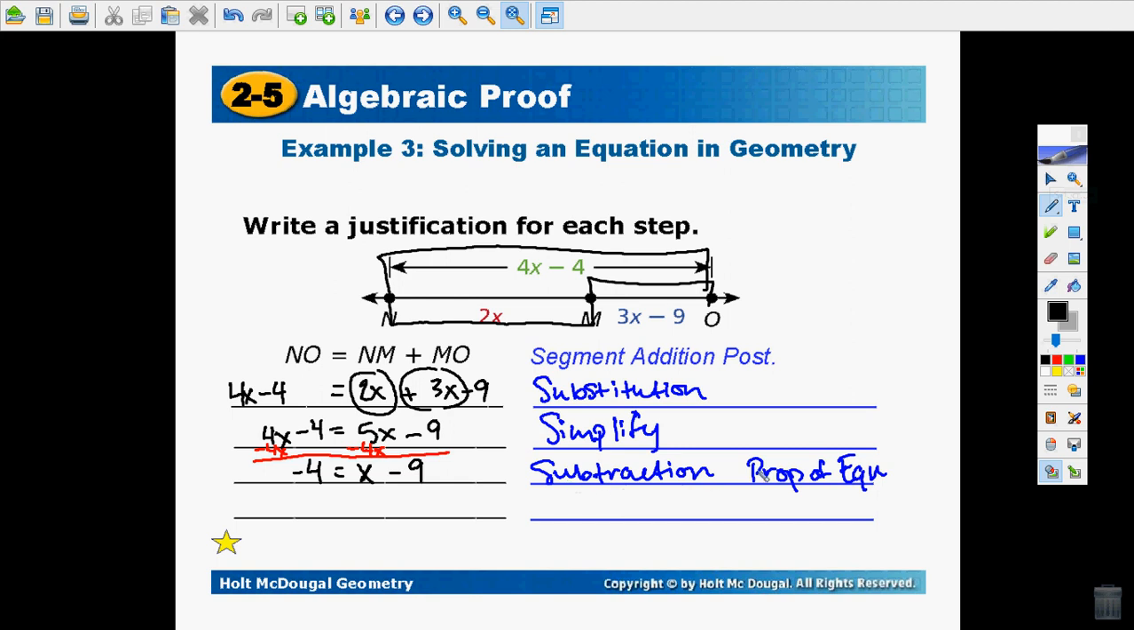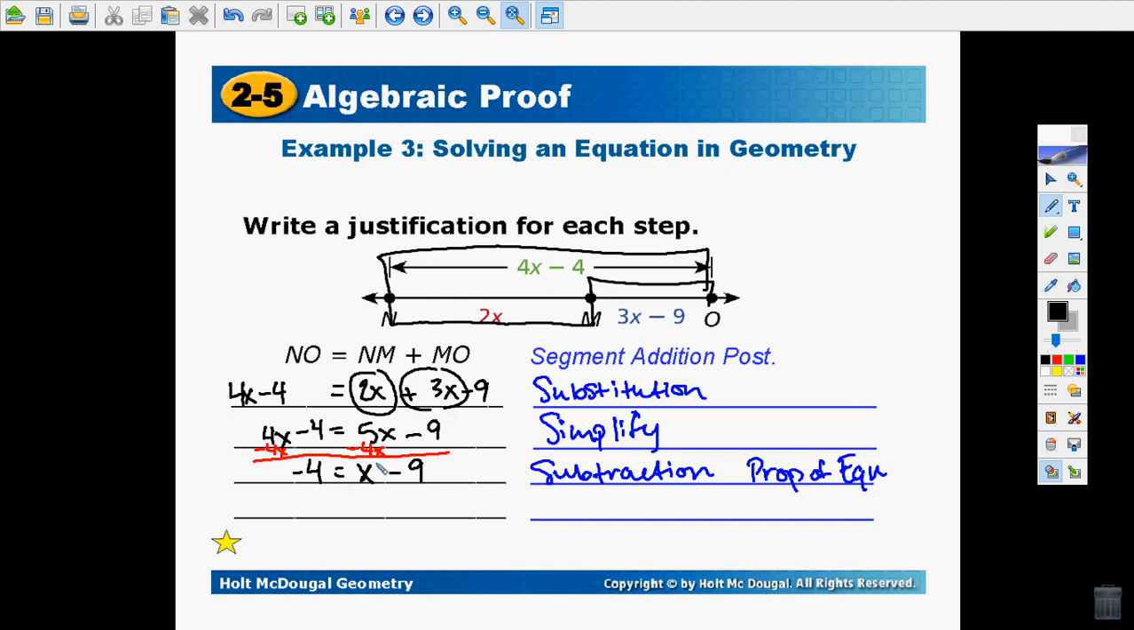Simplify steps will always come after a property of equality. Whether you're subtracting on both sides, adding on both sides, or multiplying or dividing, anytime it's a property of equality, you're going to have a simplify step. That being said, because it's always kind of there, we don't write it all of the time, because we know after we subtract 4x, we're automatically going to simplify it.